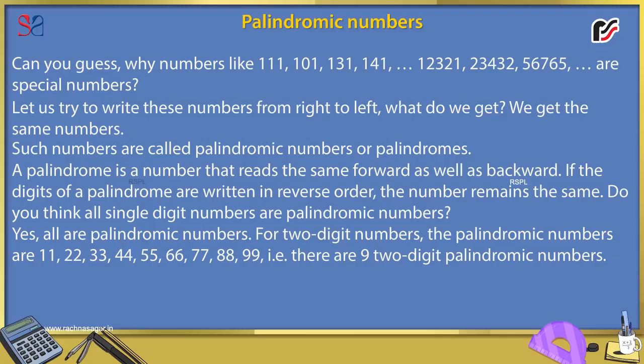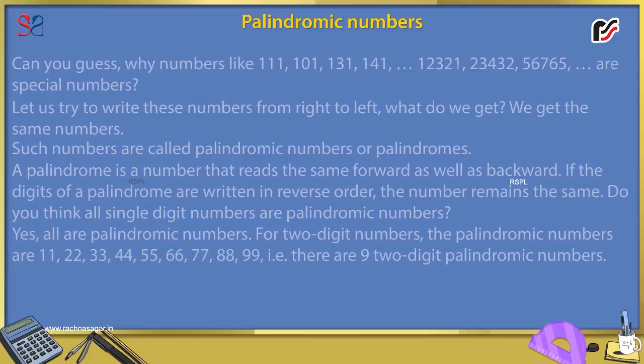Do you think all single-digit numbers are palindromic numbers? Yes, all are palindromic numbers. For two-digit numbers, the palindromic numbers are 11, 22, 33, 44, 55, 66, 77, 88, 99. That is, there are 9 two-digit palindromic numbers.